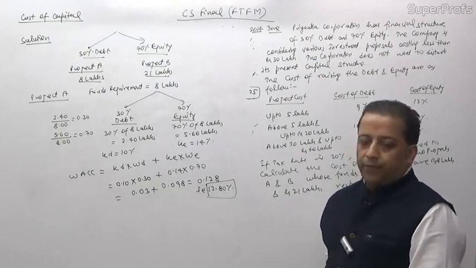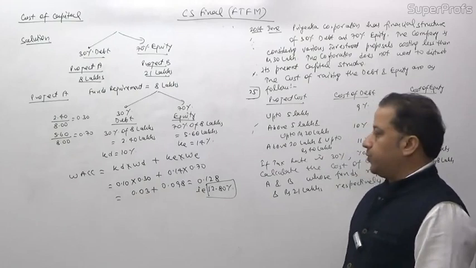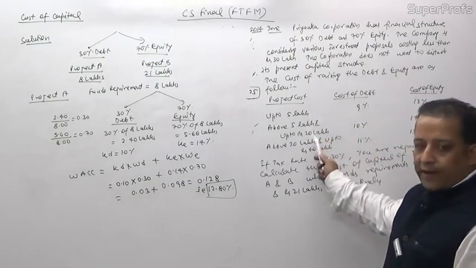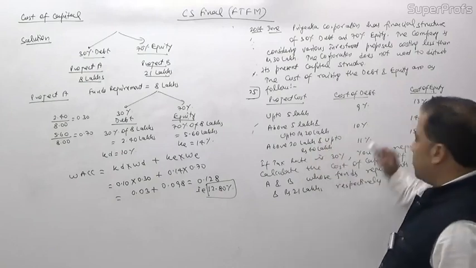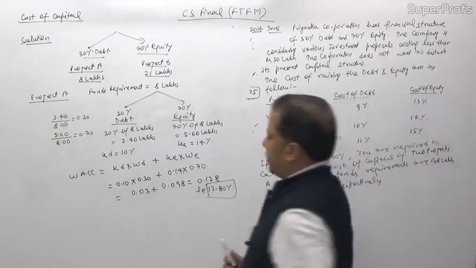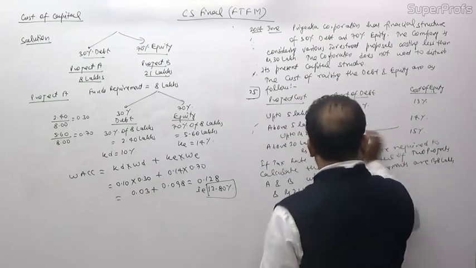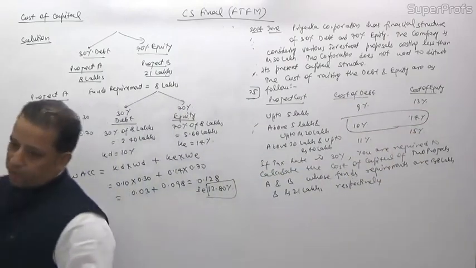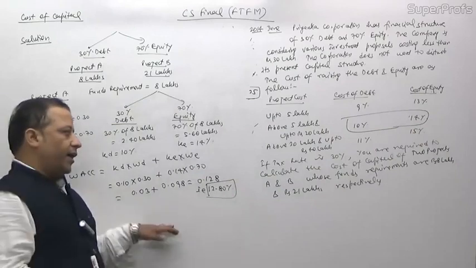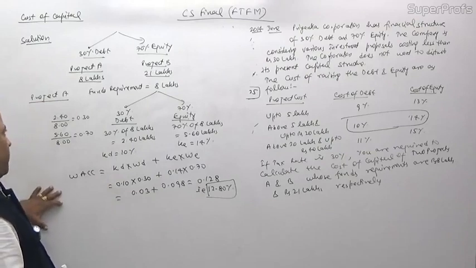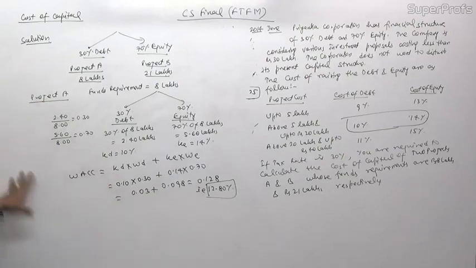The fund requirement in project A was 8 lakh rupees. As per the fund requirement, the cost of debt is 10%, since it lies between 5 lakh and 20 lakh, and the cost of equity is 14%. The weighted average cost of capital in this case amounts to 12.80%. So first of all, please note down the solution of project A, the weighted average cost of capital of project A.